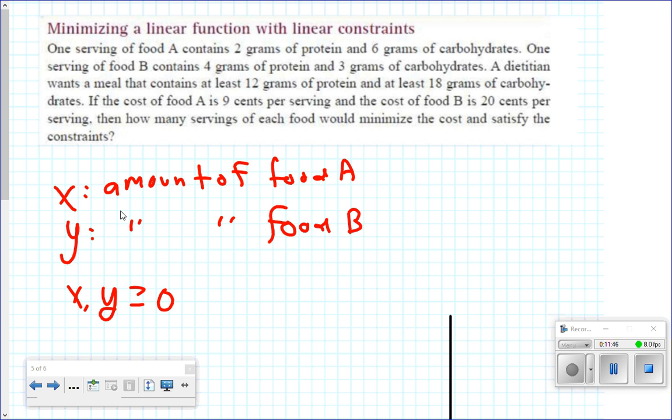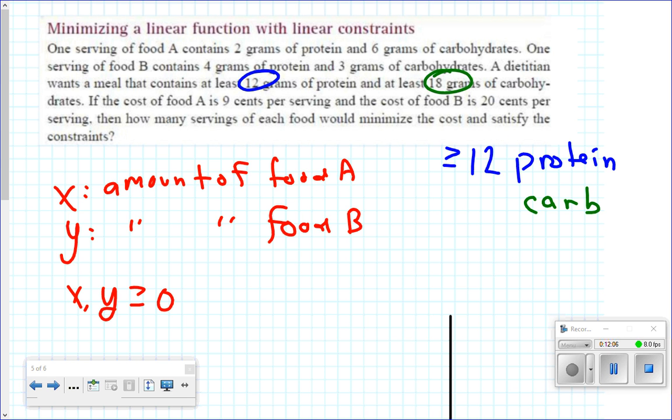I see a dietitian that contains at least 12 grams of protein. So we're going to have a protein constraint, and I see 18 grams of carbohydrates. We're going to have a carbohydrate constraint. So for the protein I have to have at least 12, so 12 has to be less than how much I'm getting from food A and food B. Gathering those numbers, 2 grams from food A, and I'm going to add 4 grams from food B.